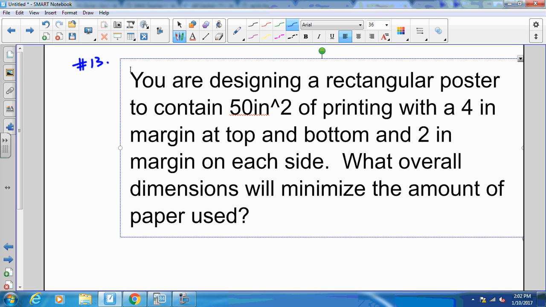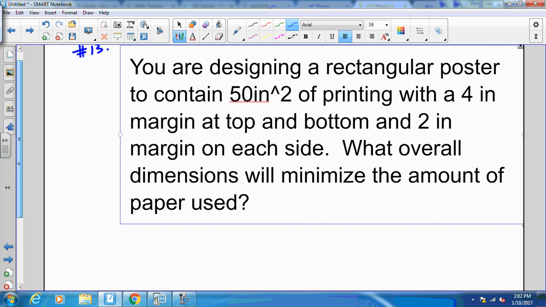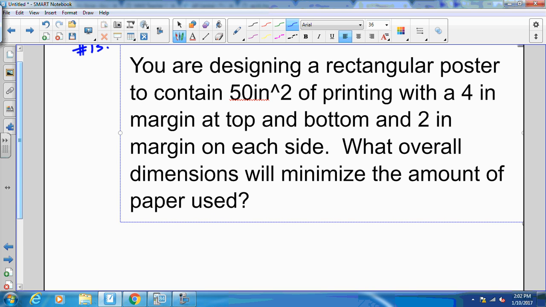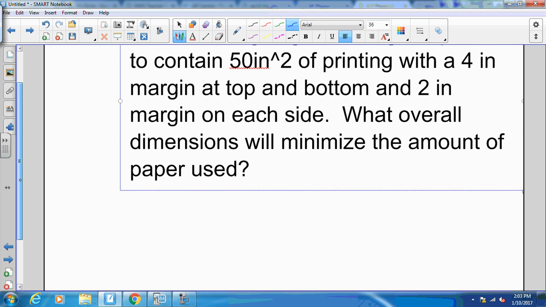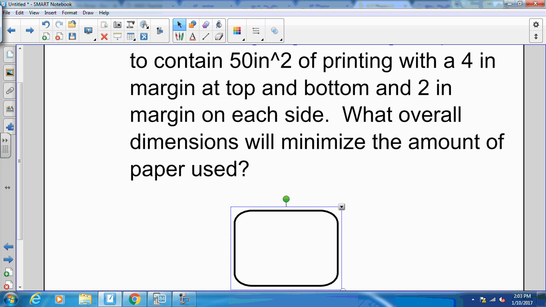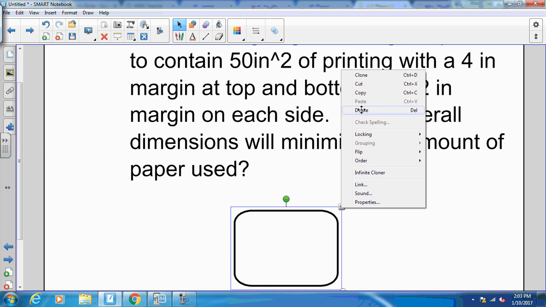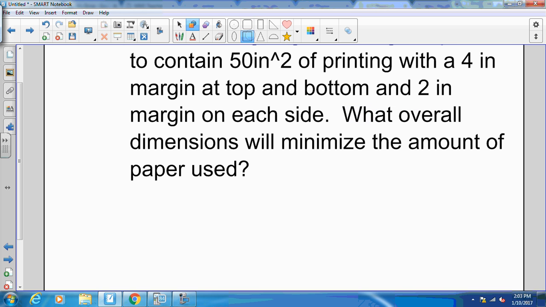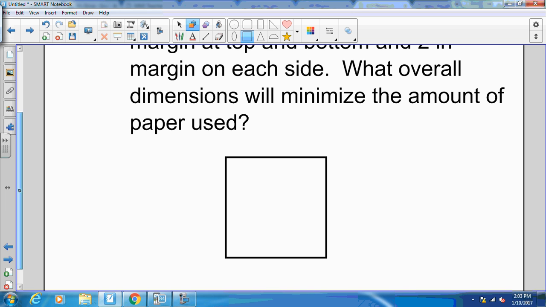Okay. I want to consider what's happening here. First of all, we have a rectangular poster. Let's go ahead and draw that. There's my rectangular poster, with the rounded edges. Now, I do not know the length and width of that poster, right?